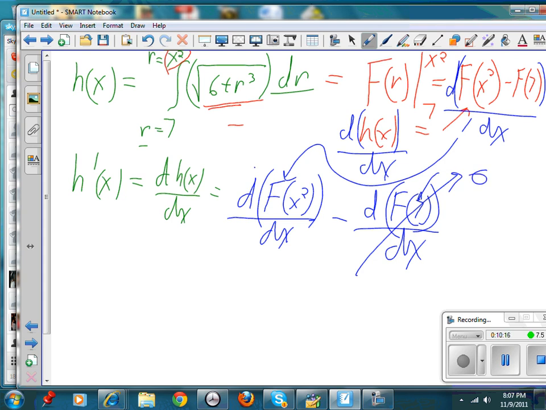Now, let's look a little deeper at what's going on here. What's the derivative of the inside function? I've got a chain rule here, right? The derivative of the inside function is 2x. What's the derivative of the outside function?